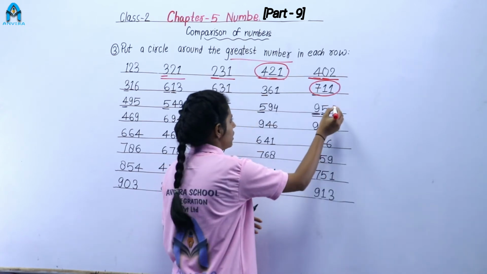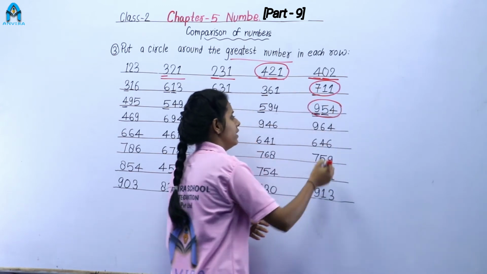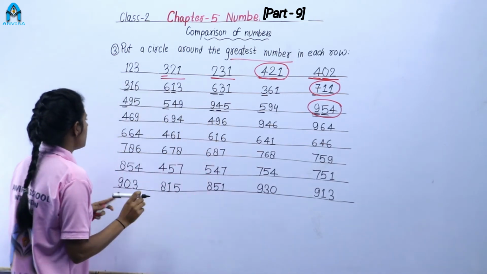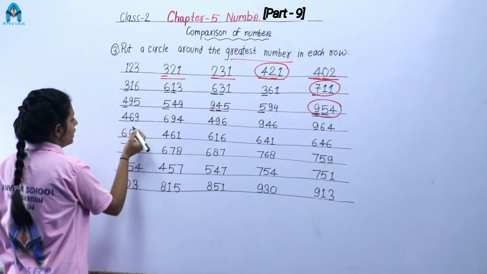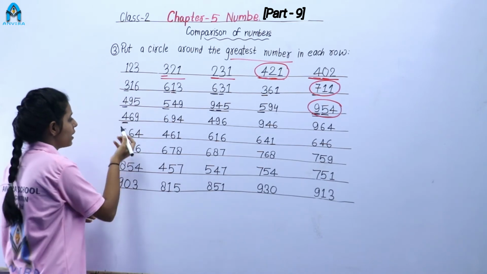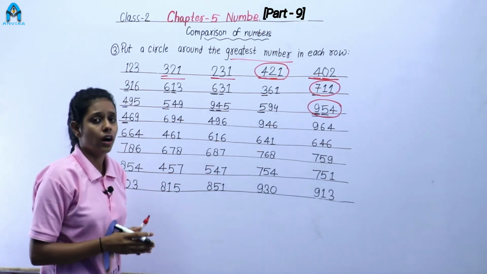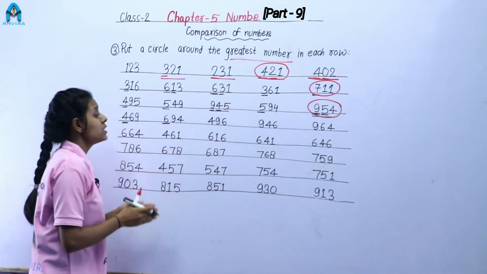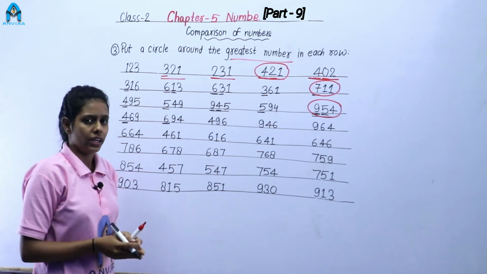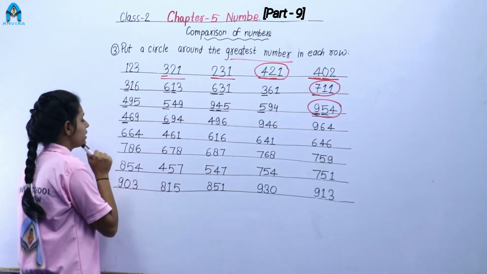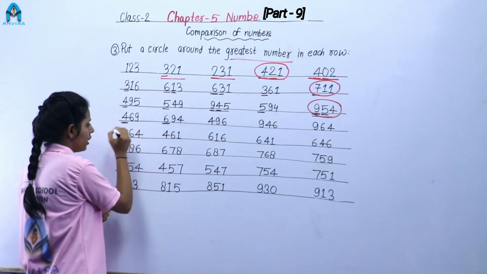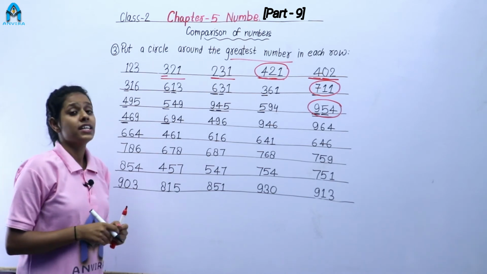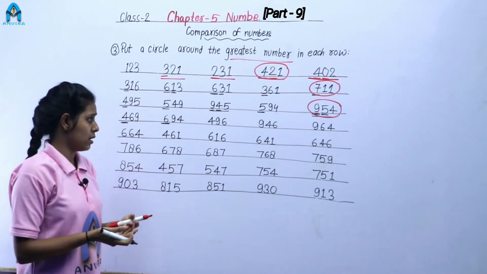So, we have to put circle on 954. Let's go to the next number, next row. Let's start with first number. So, here is 469 and the next number, this is 694. Let's compare the hundreds place. So, 400 and 600. Which is greatest? Yes, 600 is greatest number.